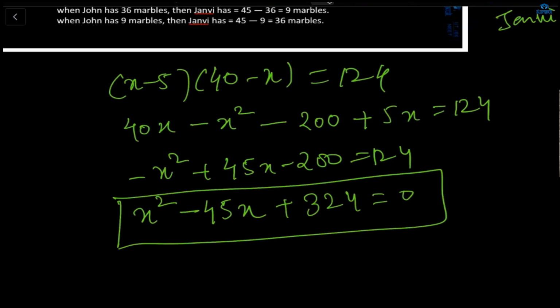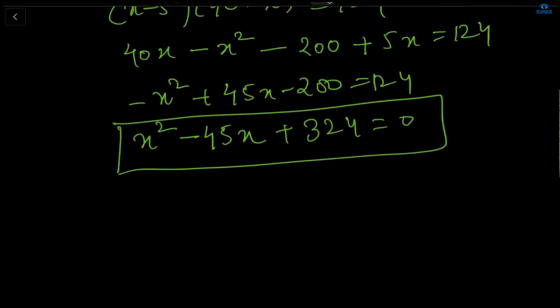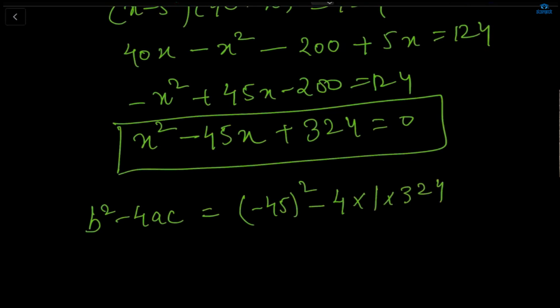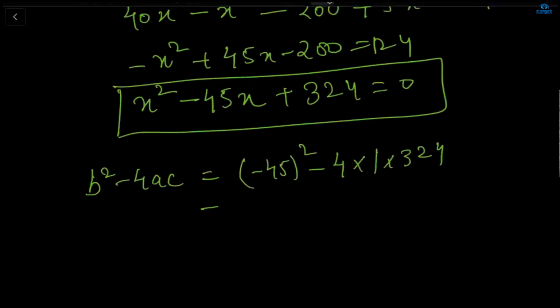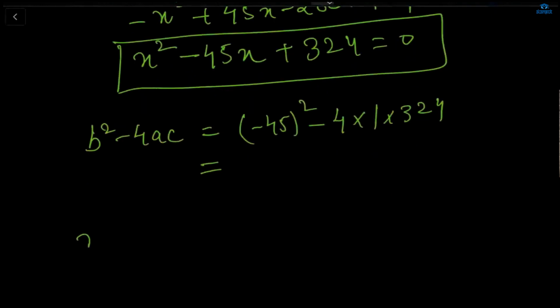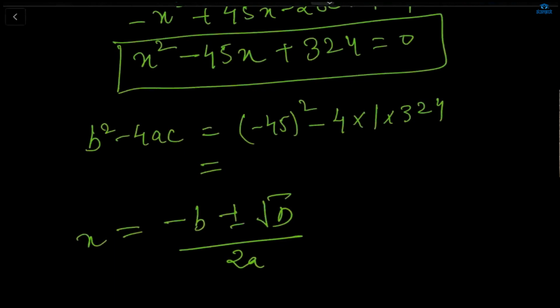You can solve this. Since 324, you need to find the 324 multiples. Or you can do it with b square minus 4ac. So it will be minus 45 square minus 4 into a into c. 45 is still a big number. You need to find the value, and then put it in x equals minus b plus minus root d upon 2a, and then you'll get the value. Understood everybody? I'm not going to solve this further because you can do it.